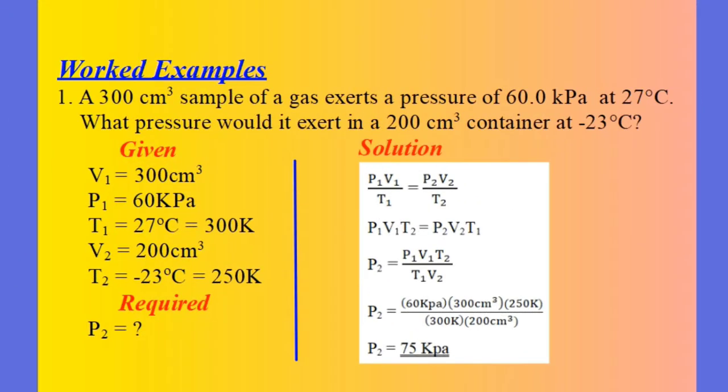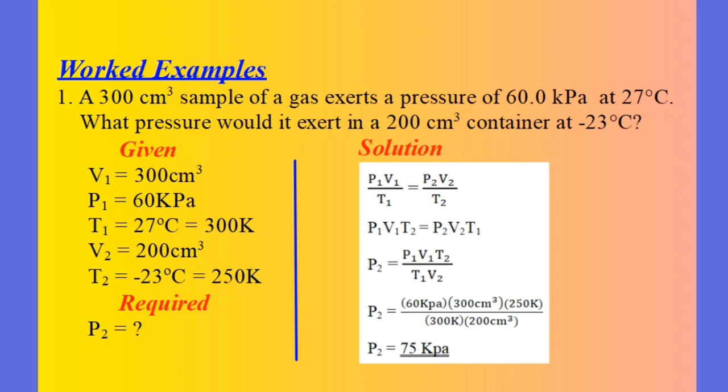The first example is a 300 cm³ sample of a gas that exerts a pressure of 60 kilopascal at 27 degrees Celsius. What pressure would it exert in a 200 cm³ container at negative 23 degrees Celsius?